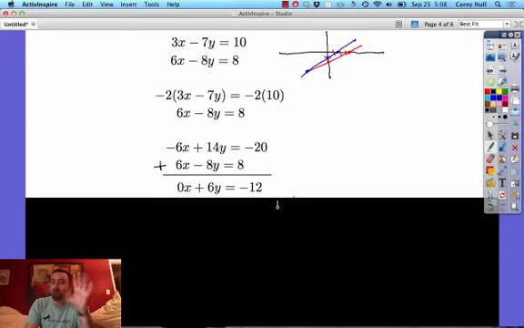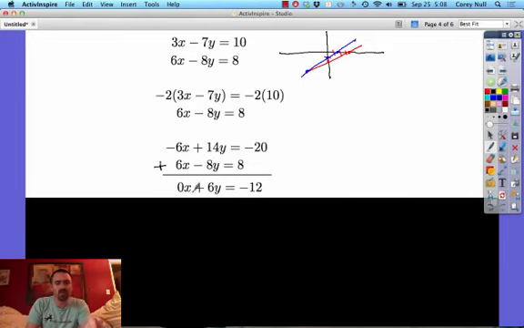This only works this way if you line up the variables in the correct order. I need to write x, then y, then equals, then a number. I have to be consistent. It's not going to work right if you put the y here and the x here and they're mismatched.